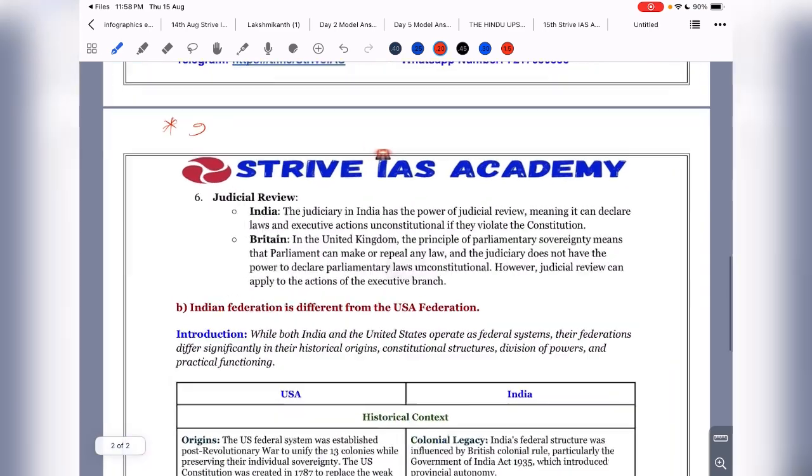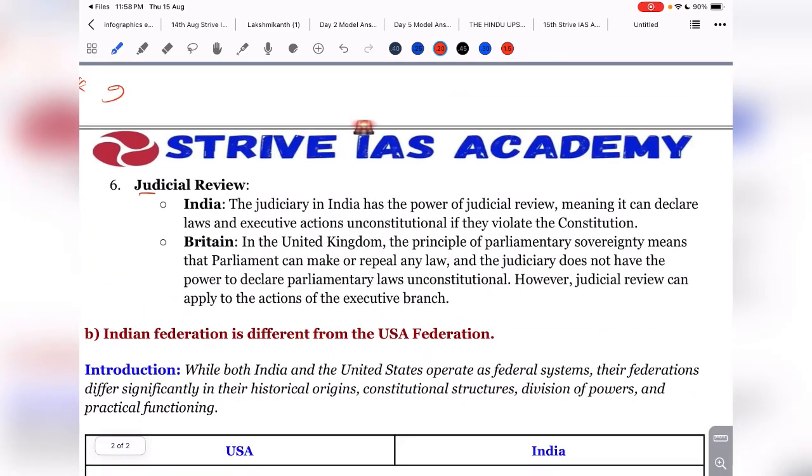Okay? Then next is about judicial review. In India, the judiciary has the power of judicial review, meaning it can declare laws and executive actions unconstitutional if they violate the constitution. So in case of any act of parliament that violates the basic structure, the basic law of the land, or a constitutional provision, it can be struck down by the Supreme Court.